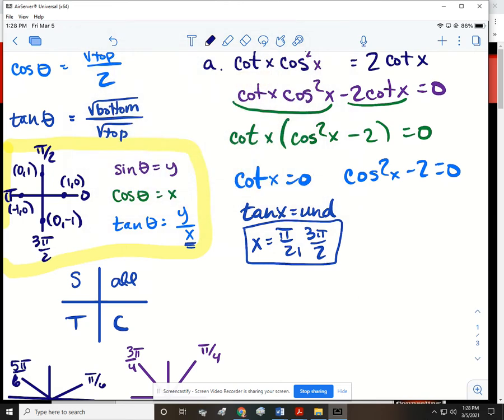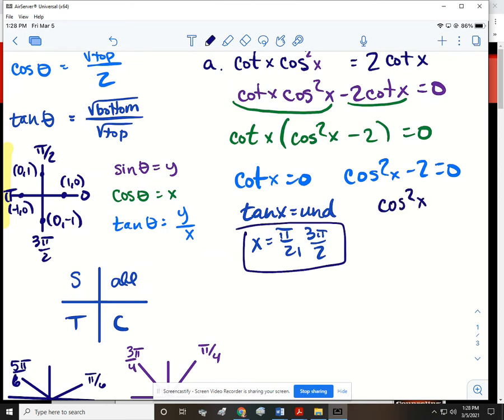All right, so now the other one, we have a little more work to do. We are going to have to solve that for cosine of x. So the first thing we would do is add the 2, and then we would do the square root, the positive and negative square root.